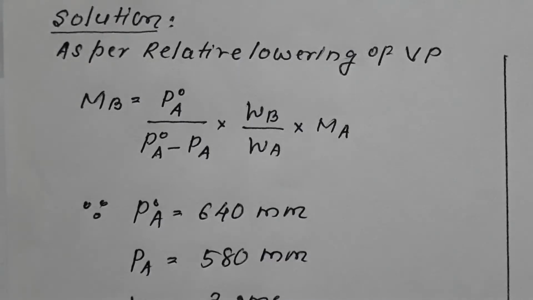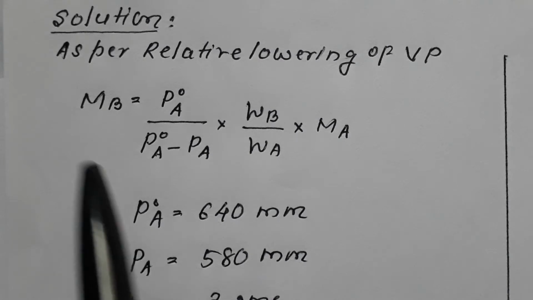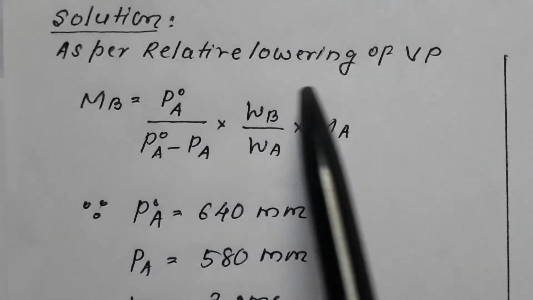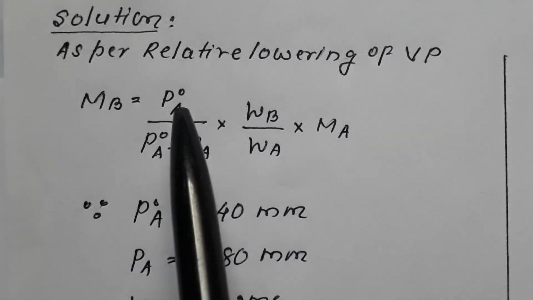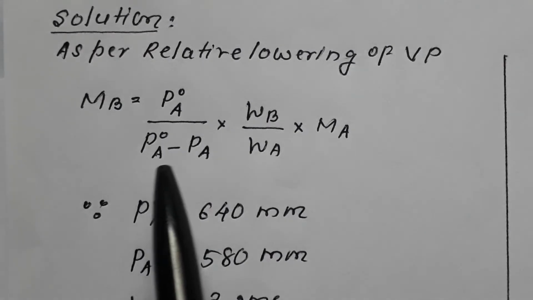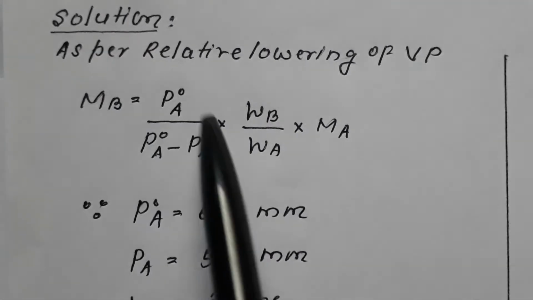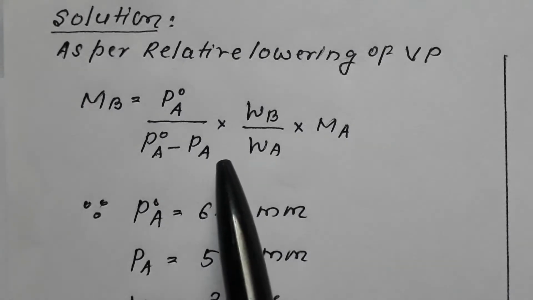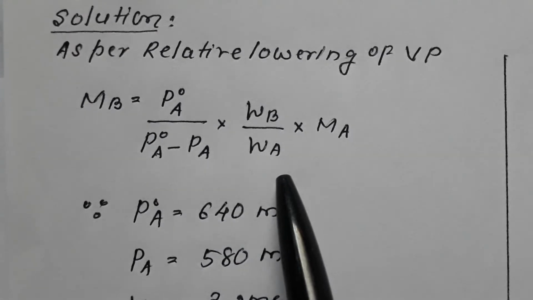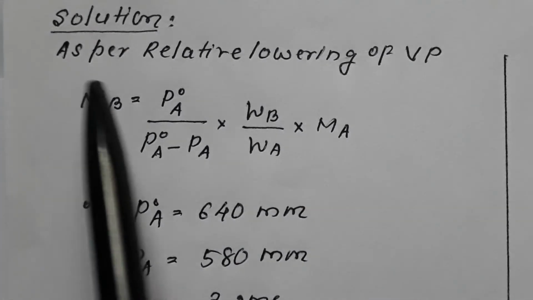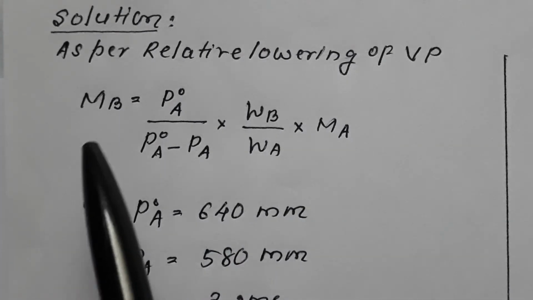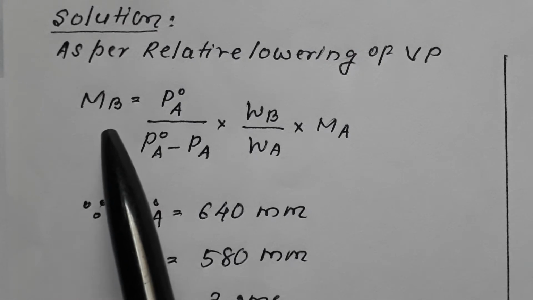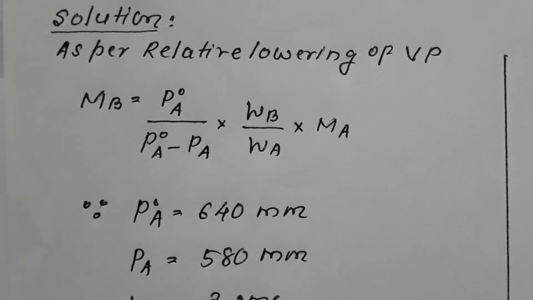Find out the molecular weight of this unknown solute. So let's deal with the solution. As per relative lowering of vapor pressure, the formula is: the molecular weight of unknown solute is equal to P0A upon P0A minus PA, which is termed as the relative lowering, into WB upon WA into MA. This is the formula on the basis of which we can calculate the molecular weight of any unknown solute.